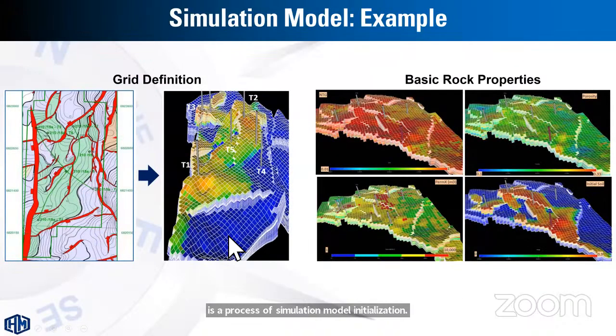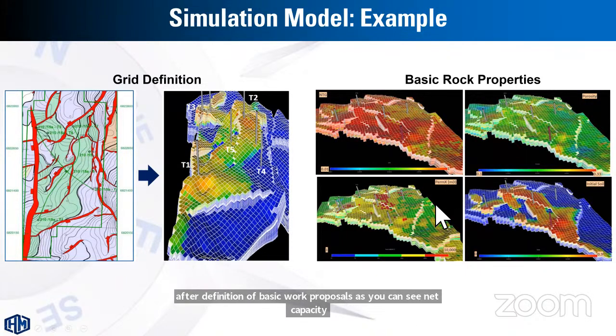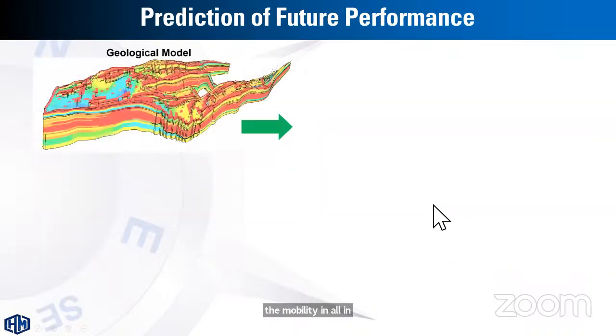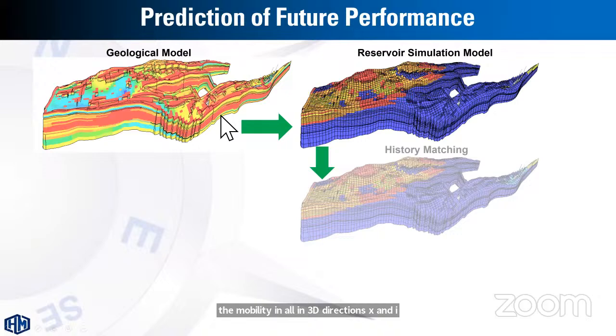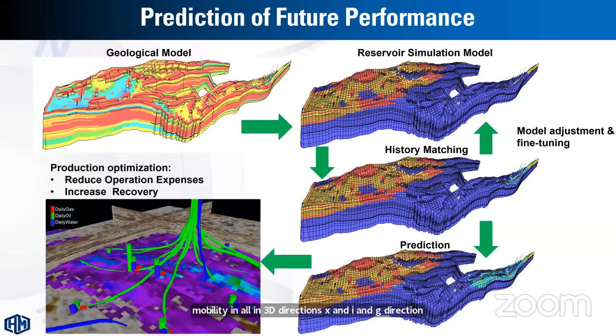So mostly we have initial 2D or 3D data like structure contour maps, horizons, 3D surface, and so on. This will be plus the fault model. All of them will be used to build a 3D model after definition of basic rock properties, as you can see: net to gross, porosity, permeability in all 3D directions, X, and I and J directions. So we have initially a geological model to construct a 3D simulation grid or static grid.